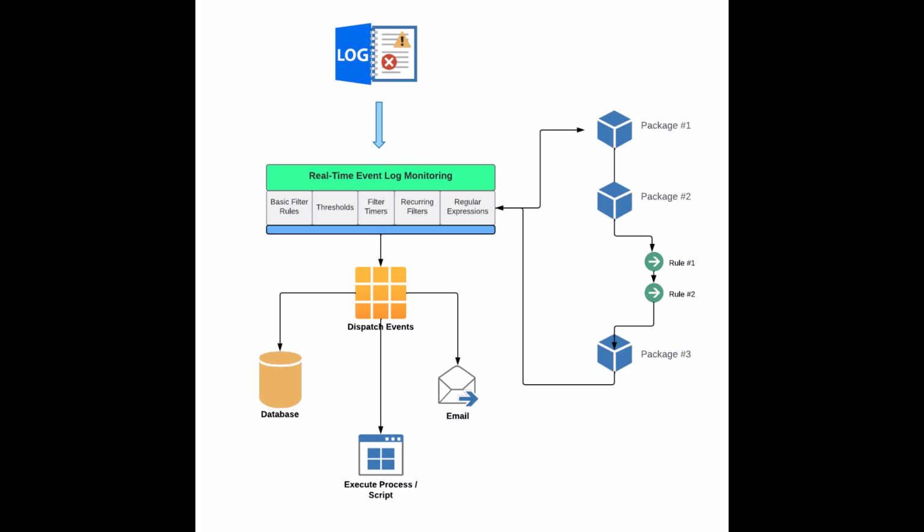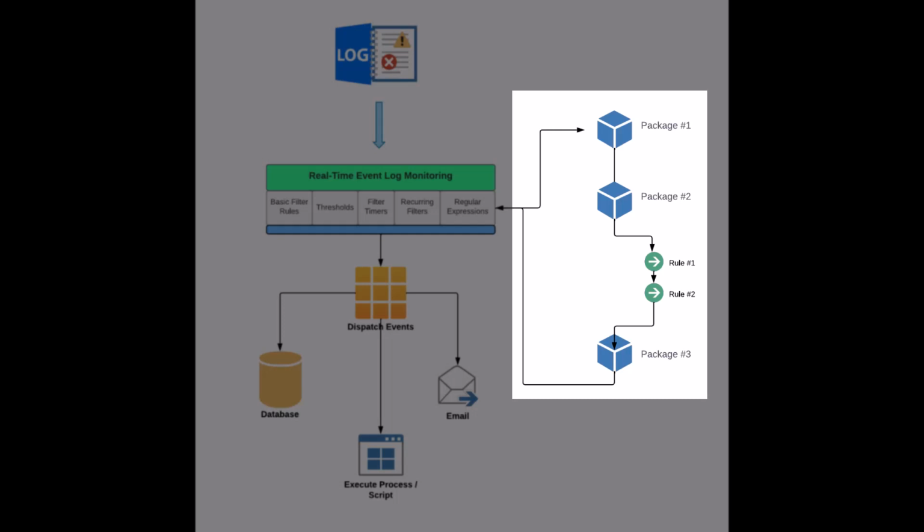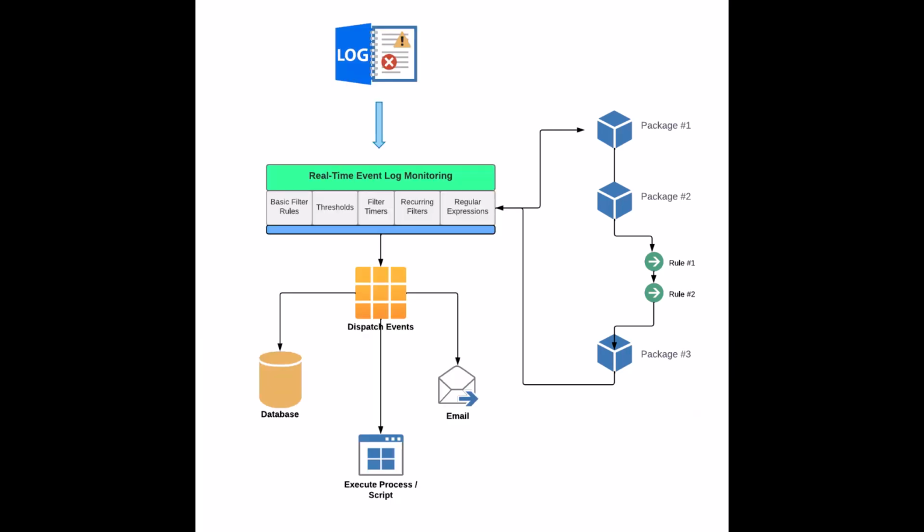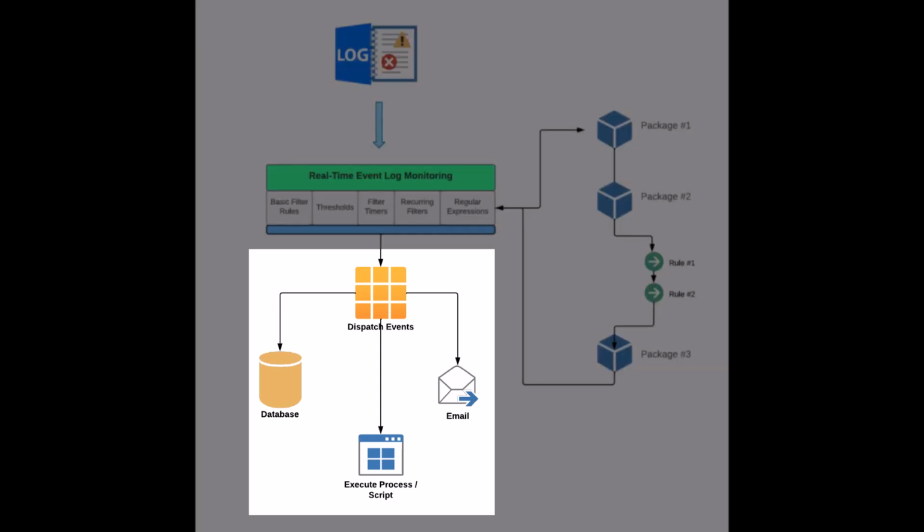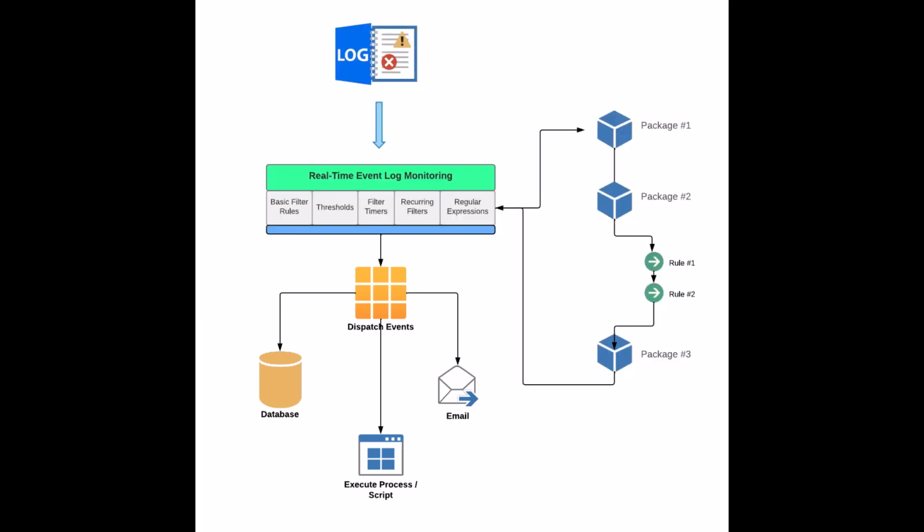And then we have a lot more advanced things like filtered timers, recurring filters that are going to be explained in other videos. But the flow of events is as such that the agent will essentially process all the assigned packages and the rules contained within those, and then decide where to dispatch these events. So for every event that the agent encounters, for every single event that's written to the event log, it will process all of these rules, and then at the end, dispatch them accordingly. So that could mean writing it to the database, maybe launching a process or a script, sending it by email, and so forth.